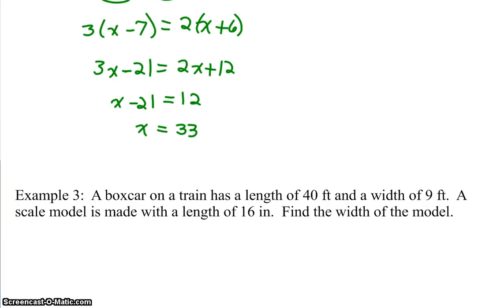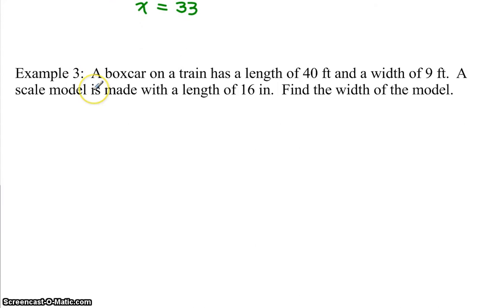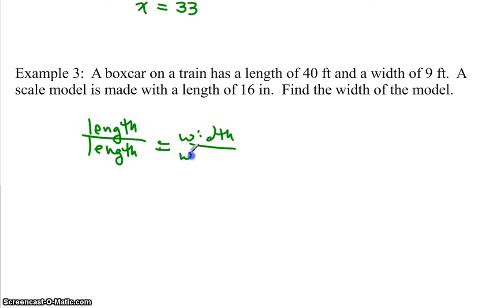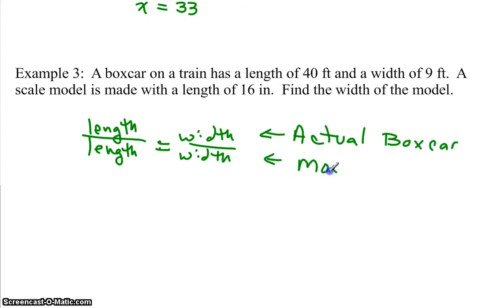In our next example, we are actually going to apply it to a scale model. A boxcar on a train has a length of 40 feet and a width of 9 feet. The scale model has a length of 16 inches. So I can set it up according to length matches with length, the same way that width matches with width. If I do it this way, the numerators of both fractions are going to be the actual boxcar, and the denominator of both fractions is going to be the model.